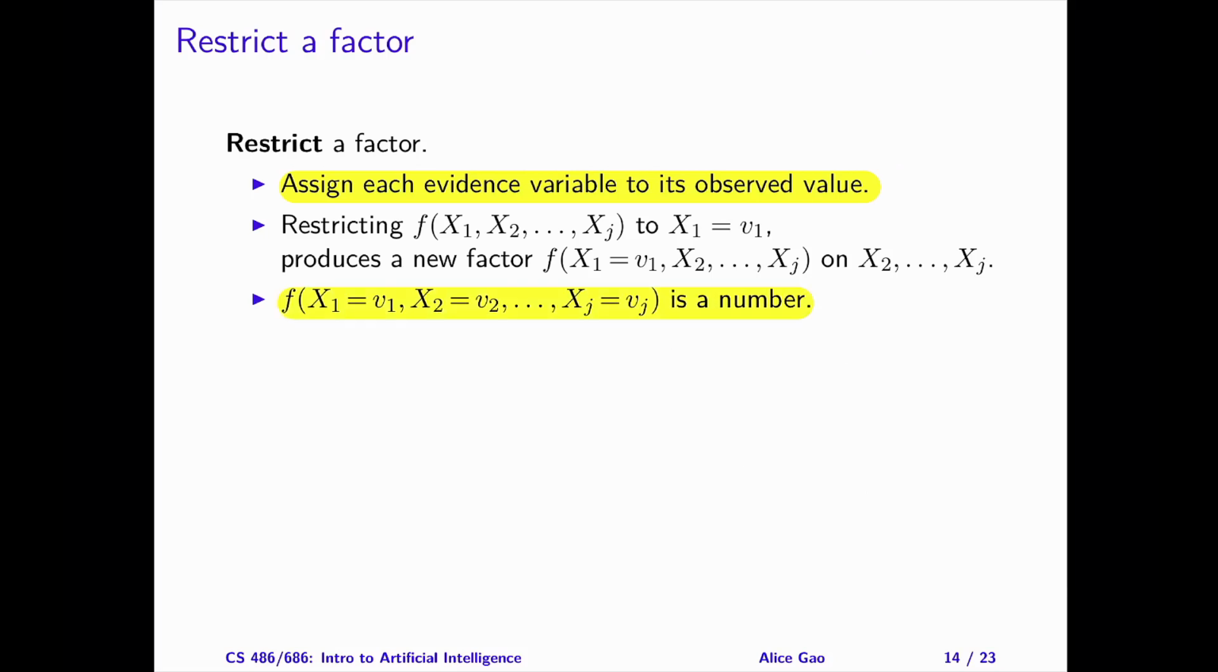In the variable elimination algorithm, the restrict operation is the first one after we define factors. For each evidence variable, we need to find all of the factors containing the variable. In general, the evidence variable can appear in multiple factors. We need to apply the restrict operation to every factor containing the variable.